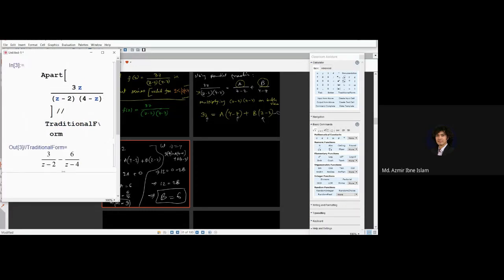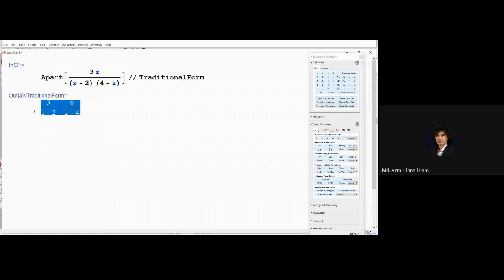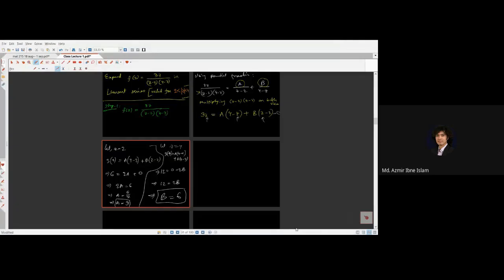Okay, the simplified part will be this one. That means f of z will be z by (z minus 2)(minus 6) by (z minus 4). You can see this function has been expanded in this way. So this is the shortcut technique you can apply with your online tool. Clear? Yes, sir. But using our basic skill, we have used this one.